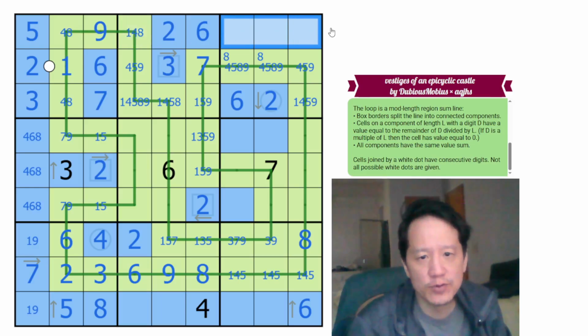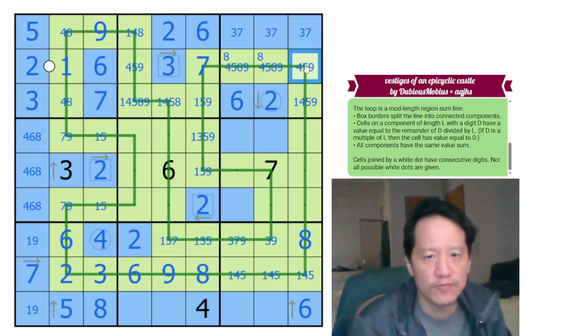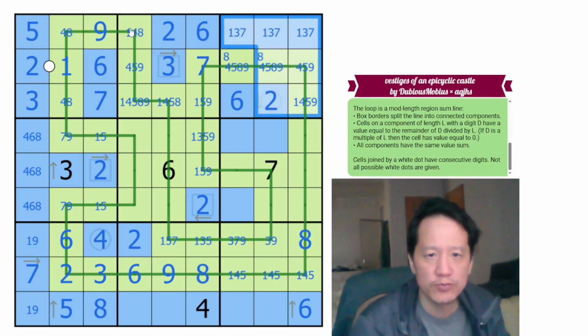3 and 7 both have to be here. And then we have 1 out of 1, 4, and 8. But 4 and 8 definitely have to be in these 4 cells to give you 0 mod 4. So this has to be 1 then as the remaining digit. We have a 1, 3, 7 triplet in row 1 and in box 3, which eliminates 1, 3, and 7 from the rest of the row or the box.